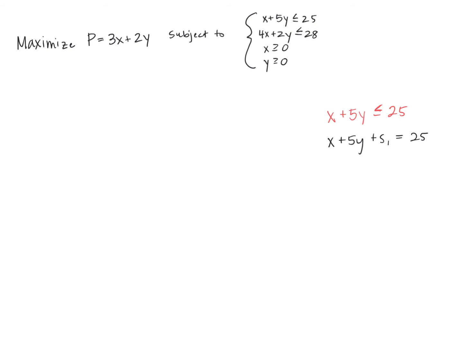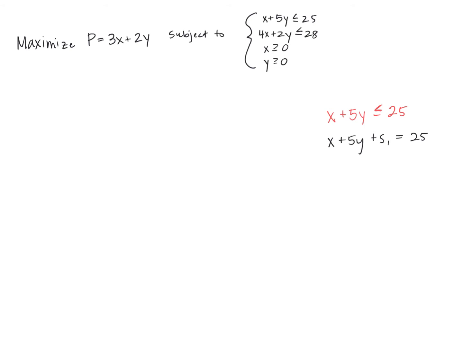So for the first inequality, I can make an equation by adding this S1 to it, and that's going to be the slack variable for that first inequality. And I can do something similar for the second inequality. The third and the fourth inequalities are commonly seen. They're just saying that your x and your y variables are non-negative, and so we don't really have to include those in the tableau, or in the matrix, I should say, at this point.